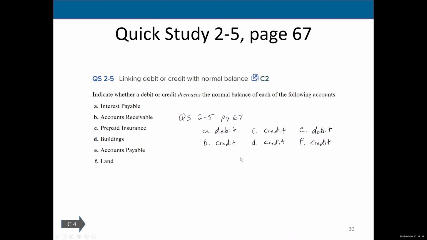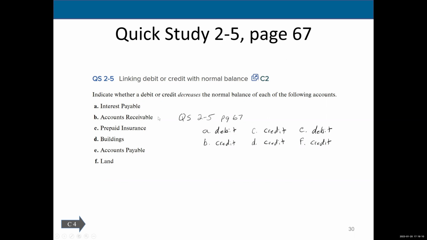Okay, here's the answer right here. Here we go. Interest payable. Well, you hear payable, you know it's a liability. Okay, so it's not part of AID. So you know you increase interest payable with the credit because it's a liability. Well, if you increase it with the credit, you must decrease it with a debit.